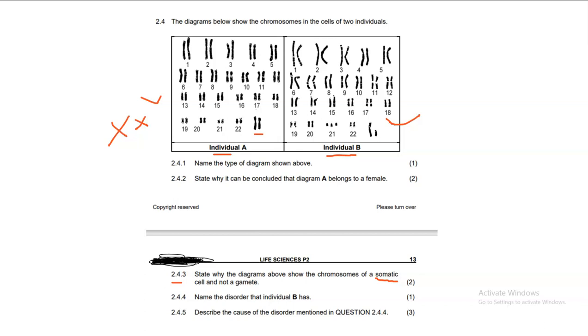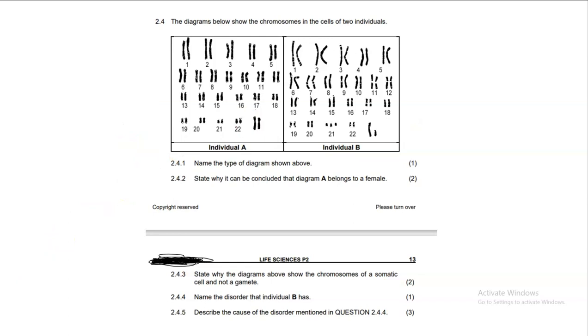Name the disorder that individual B has. So I go to number B. What does number B have? Okay, 2 chromosomes, 2 chromosomes. Let's go to number B and check something about them. Okay, 1 to 5, that looks okay. 6 to 7, that looks okay. 13 to 18 looks okay. 21, okay, yeah, good. I just went straight to 21 to check if something is off.